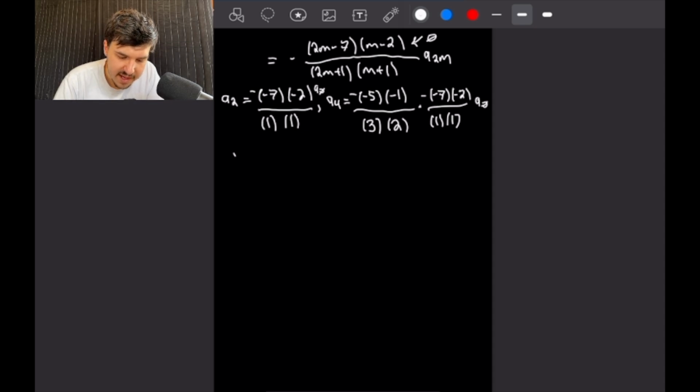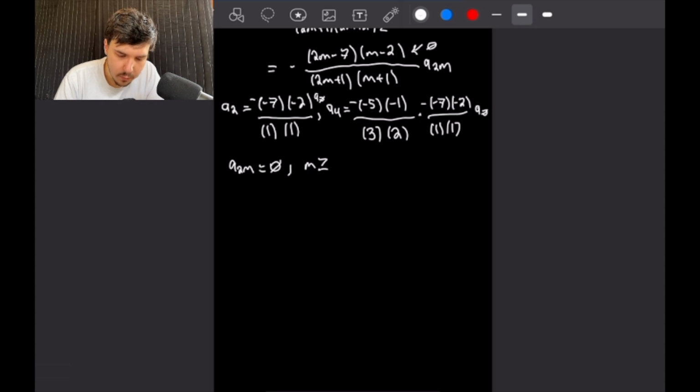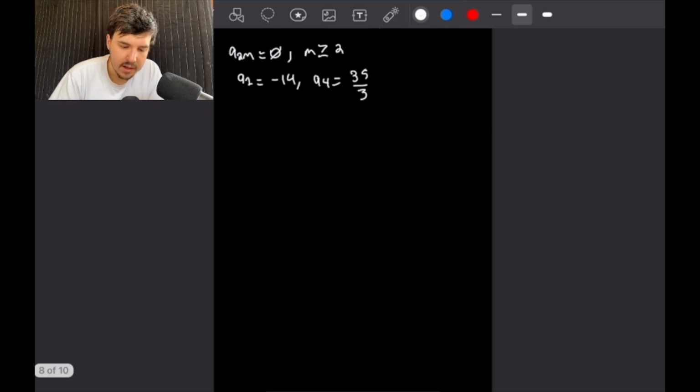So I want to note that a sub 2m will equal 0 for all m greater than or equal to 2. So our coefficients that we are left with, well, let's calculate: our a sub 2 is going to be equal to negative 14, and our a sub 4 is going to be equal to 35 over 3. Great. So let's go ahead and do our odd coefficients next.